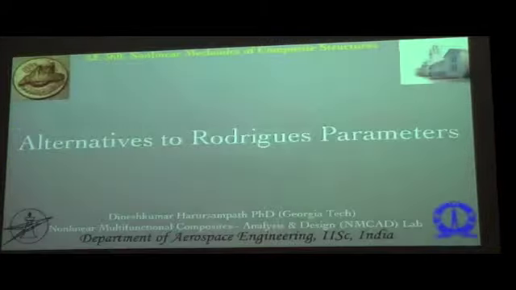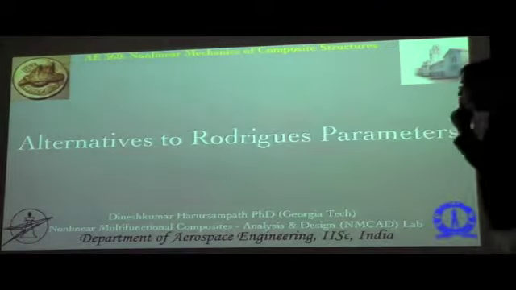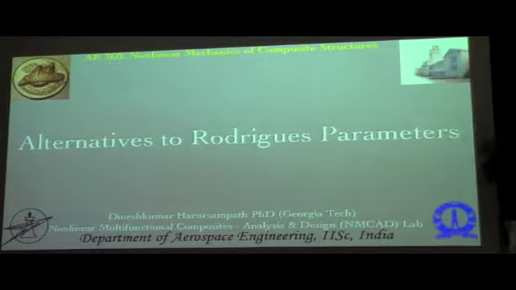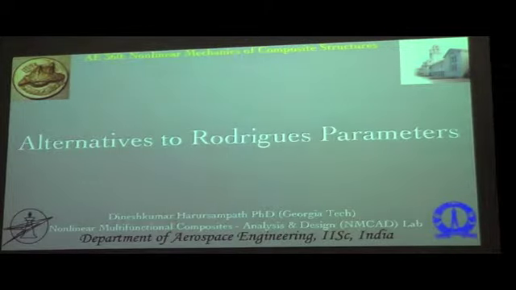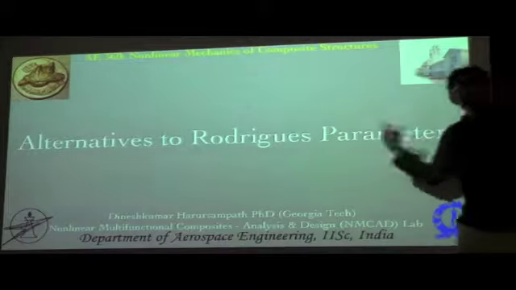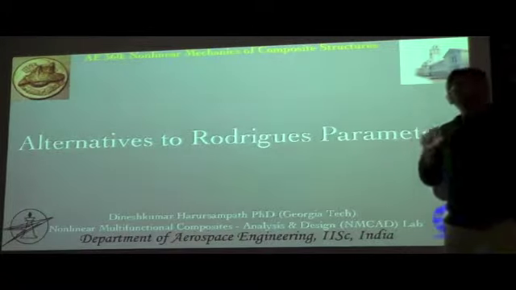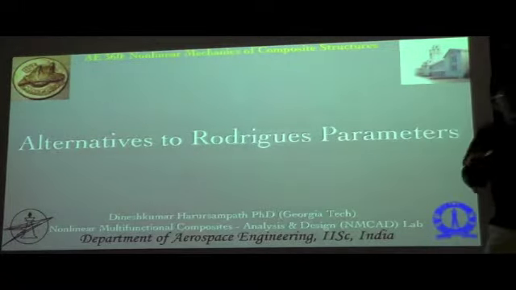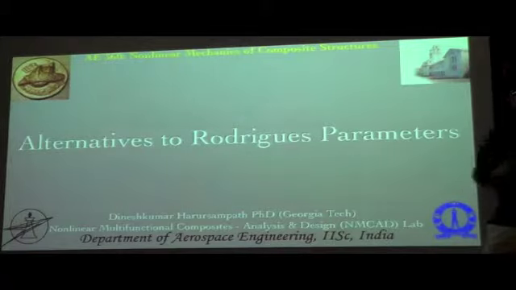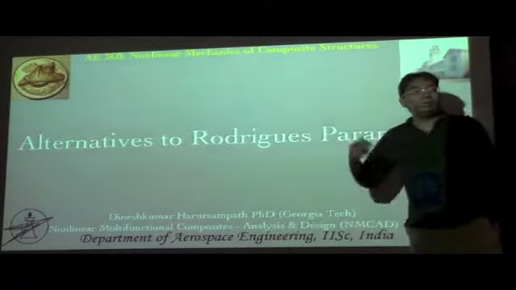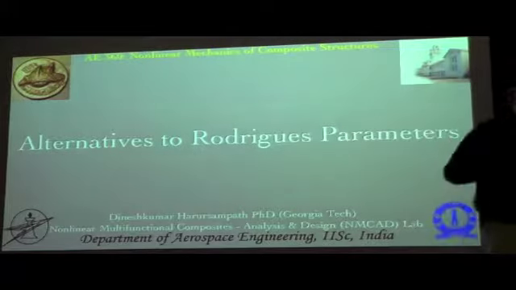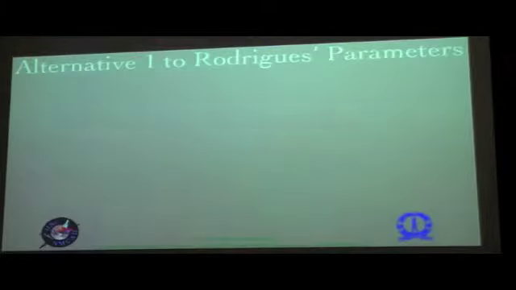Okay. So now we look at a few alternatives to the Rodriguez parameters. As I mentioned already, the Rodriguez parameter is one of the most commonly used sets of parameters in representing the rotation in a lot of the beam literature, which involves large rotations of the cross section. But there are alternatives to it. And one of the main reasons for using them is the disadvantages that we saw for the Rodriguez parameters in the previous slide.